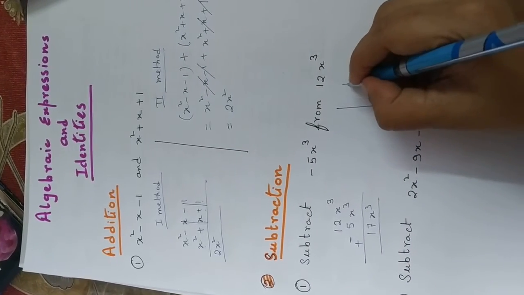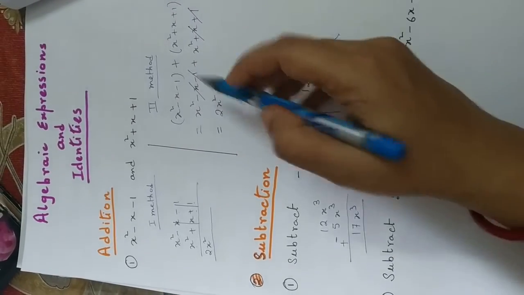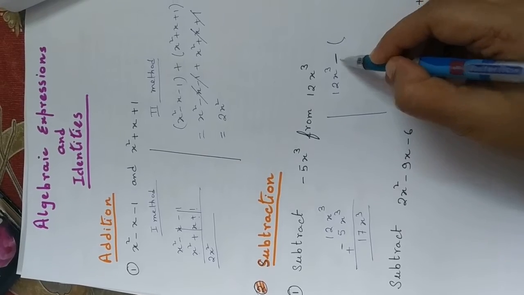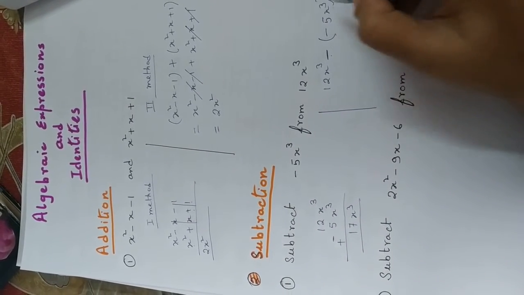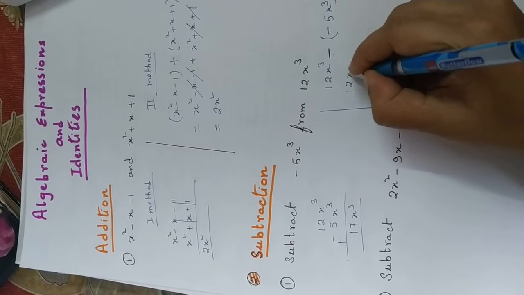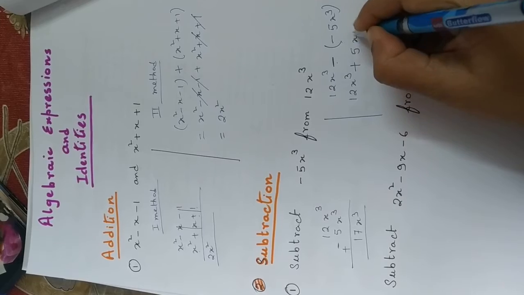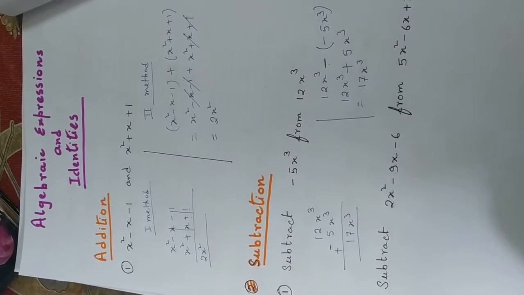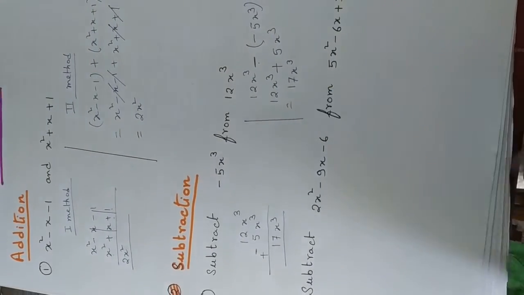Second method: first write down 12x cube, put the minus sign, here put the plus sign. Since there is a subtraction, we will give the minus sign, and minus 5x cube. When you open the bracket, minus minus plus 5x cube, so the answer is 17x cube. Similarly, we can solve this. We are using this method only.